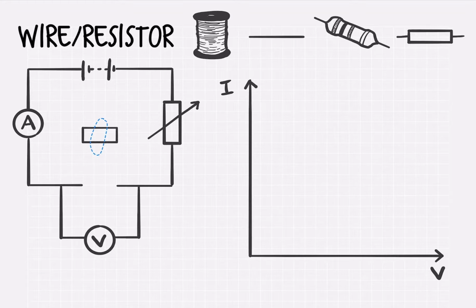However, if we wanted to do this for the wire instead, all we would do is replace the resistor with a wire down the centre. But what does the graph look like? Well, if you collect a set of data for current and voltage, what you will end up getting is a straight line that passes through the origin. And that's because wires and resistors both have constant resistance.